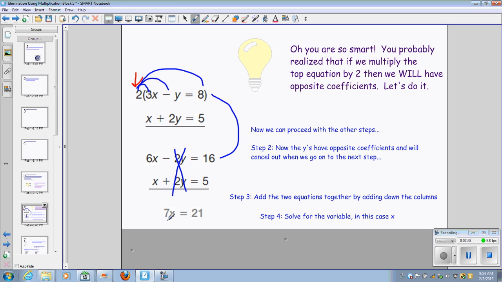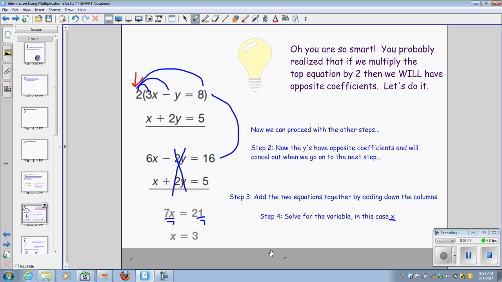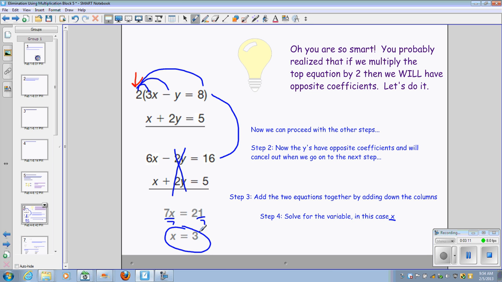Step 4 is going to be to solve for the variable, in this case x. We're going to solve for x by dividing both sides by 7, and we get our answer for x, that x equals 3. Remember, this isn't our final answer because we're looking for a solution of a system of equations, so we need an ordered pair. Let's go on to the next step.